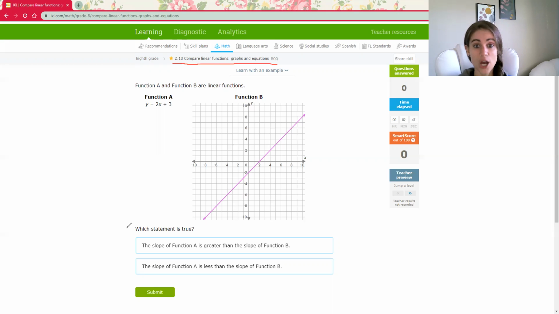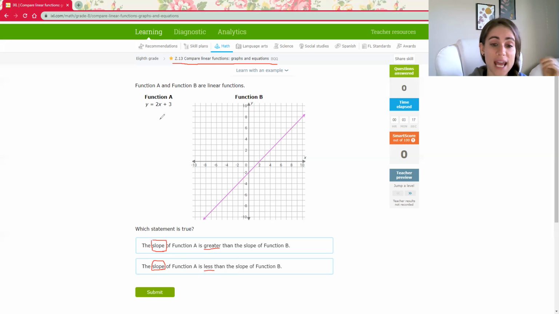In this case, we are comparing slope. It says the slope of function A is greater than the slope of function B, or the slope of function A is less than the slope of function B. So one of these statements is going to be true, but either way, we need to find the slope of each function so that we can compare them and determine which is the true statement.